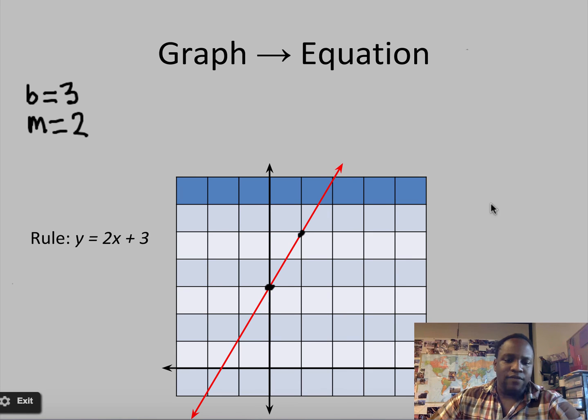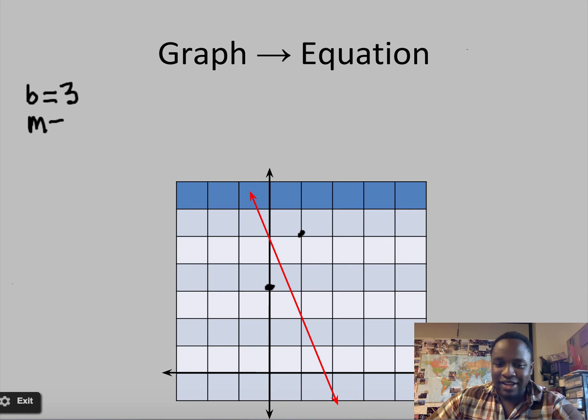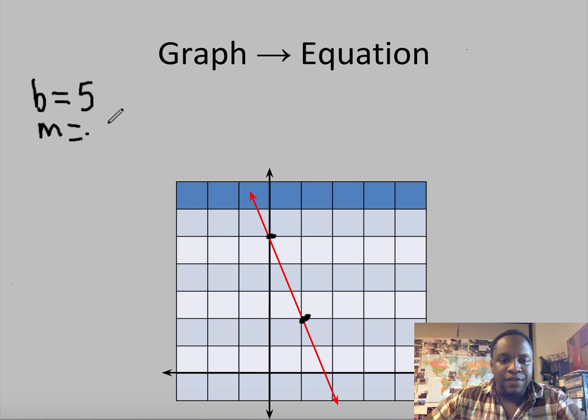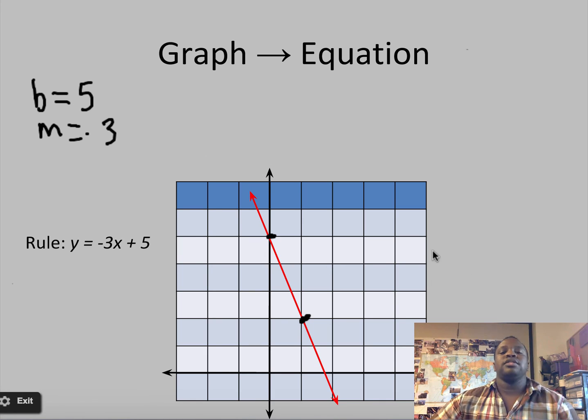All right? And for the last one, we're almost done, guys. So this one has a negative slope. And it has a y-intercept of 1, 2, 3, 4, 5. And let's see, the next time, when it gets to 1, it's here. So it goes down 3 to the right 1. So b would equal 5, and the m would equal negative 3. So the equation would be y equals negative 3x plus 5.